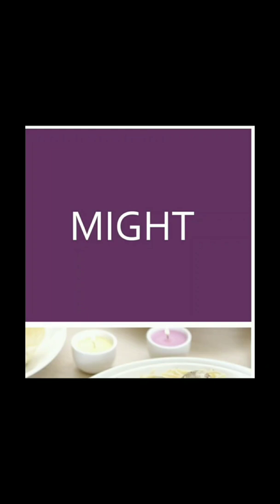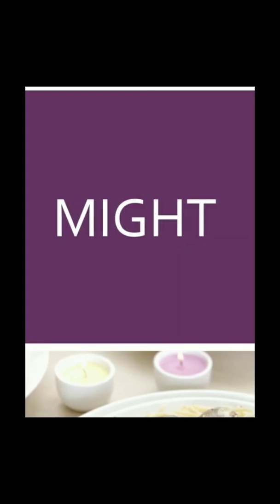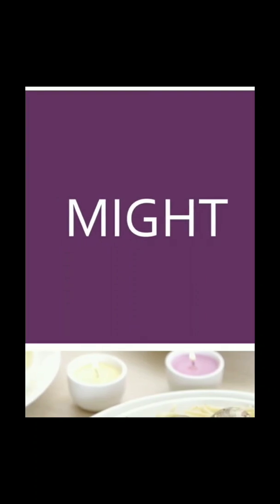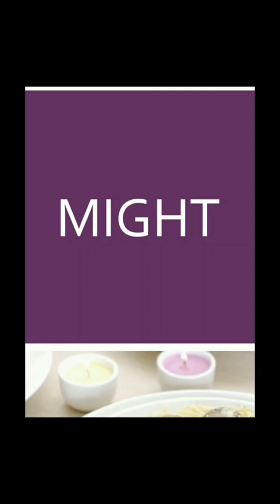Next is MIGHT. What will happen here? The phonic sound of M is M. Good. I is I. And GH will be silent here. And the phonic sound of T is T. M, I, T. Might. What does it become? Might. So MIGHT, might. One more time. MIGHT, might. Good.